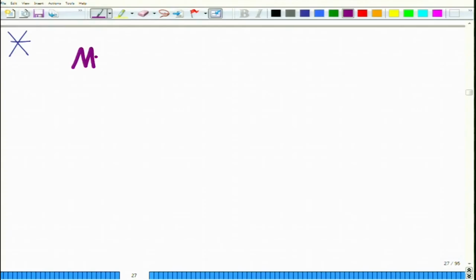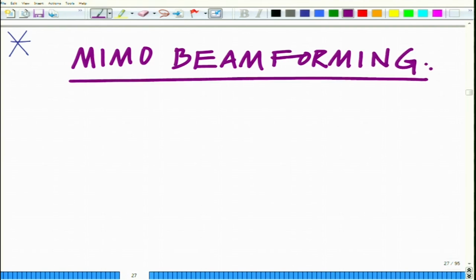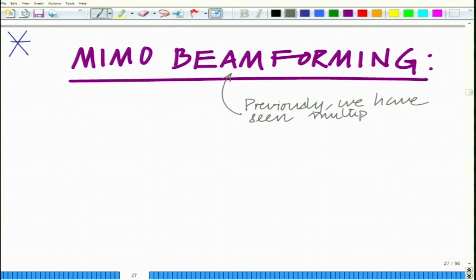So, what we want to look at in this module is the problem of MIMO. What happens in a MIMO? Previously we have seen only multiple antenna beamforming, when you have multiple receive antennas.